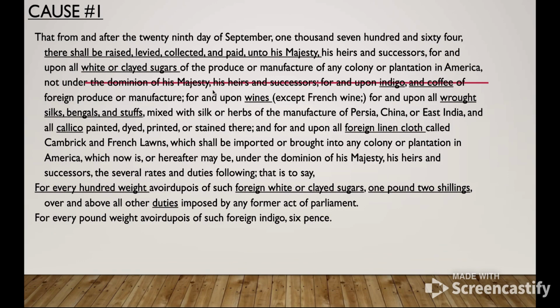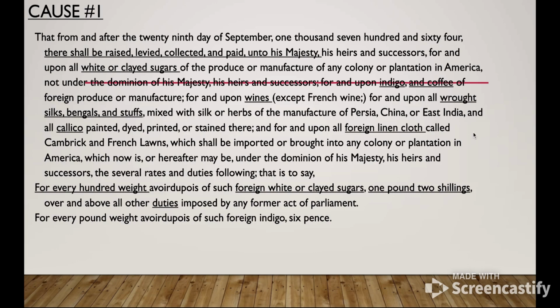One thing you will notice, though, I've underlined some keywords, and you'll notice all these keywords are different types of products: sugars, wines, silks, calico, cloth, sugars again, etc. Then you'll also notice this. This may not be familiar. This says 1 pound, 2 shillings. In Britain, they don't use dollars and cents. They use pounds and shillings.